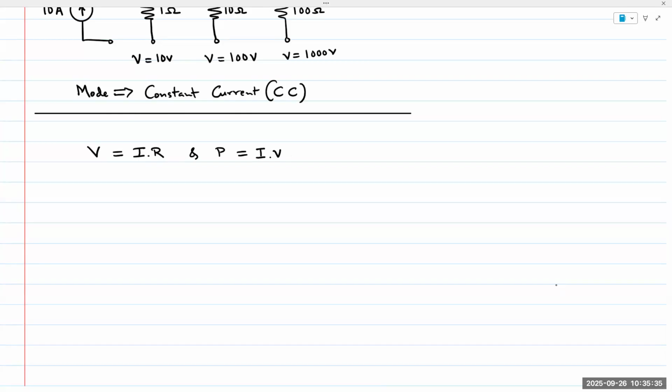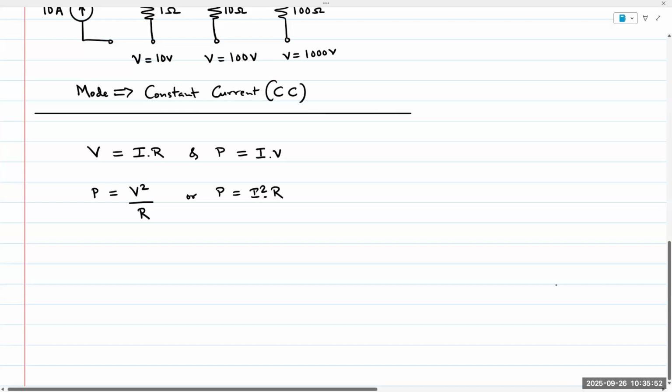From these two equations, we can derive power in terms of the resistance. So we can write P equals V squared divided by R, or power is I squared times R. These are the only equations you need. So if you know the value of the resistance and you know the voltage being applied or the current flowing through the resistance, you can directly calculate the power. You do not have to apply Ohm's law and calculate it that way.